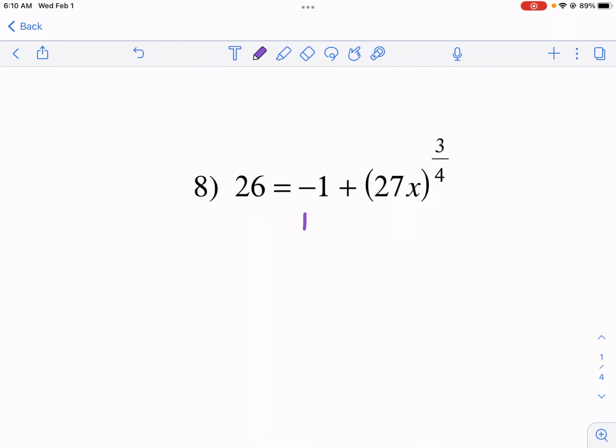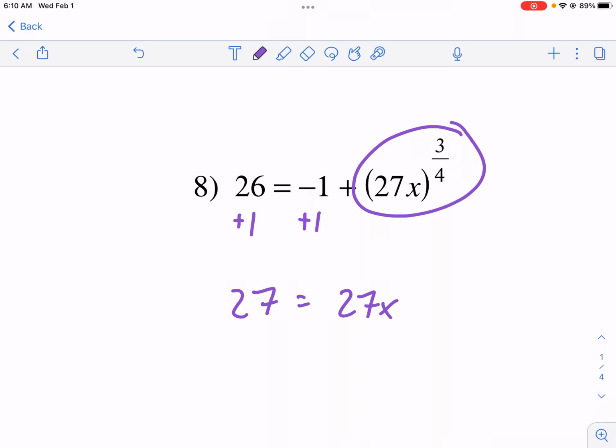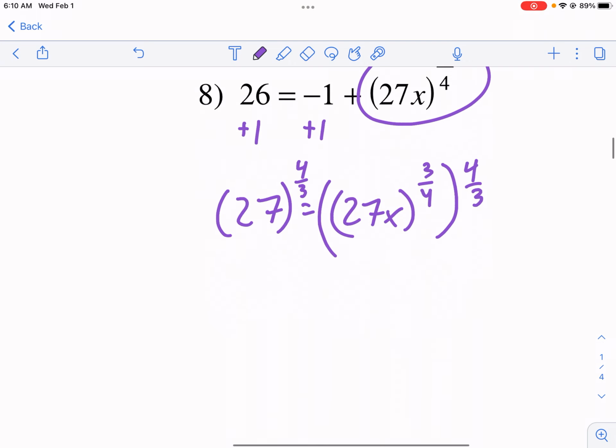If you have a problem like this, the first thing you're going to do is add 1 to both sides. You want this radical by itself on one side of the equal sign. So I get 27 equals 27x to the 3/4 power. So what do I need to do? I need to raise all of this to the 4/3 power. It looks messy, but it kind of balances itself out. 4/3. So what happens? This all cancels out. We're left with 27x, and then we have 27 to the 4/3.